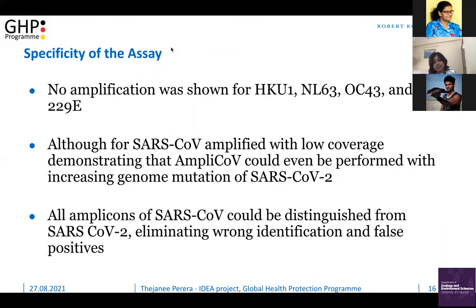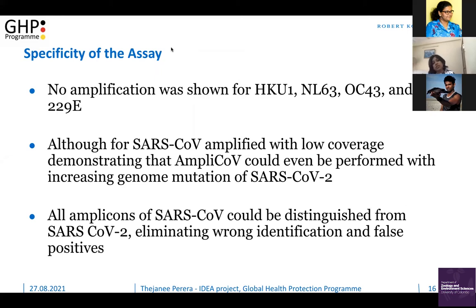Then they tested the specificity of the assay. They had different samples tested, HKU1, NL63, OC43, and 229E. There was no amplification shown. Those are also different coronaviruses, but there was no amplification shown. So it confirmed that this assay is specific for the SARS coronavirus.